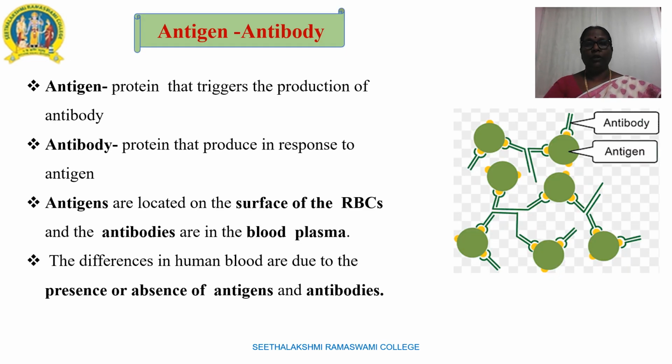Antigen and antibody. An antigen is a protein that triggers the production of antibody. An antibody, again a protein, is produced in response to an antigen. Antigens are always located on the surface of RBC and the antibodies are in the blood plasma. The differences in human bloods are due to the presence or absence of antigens and antibodies.